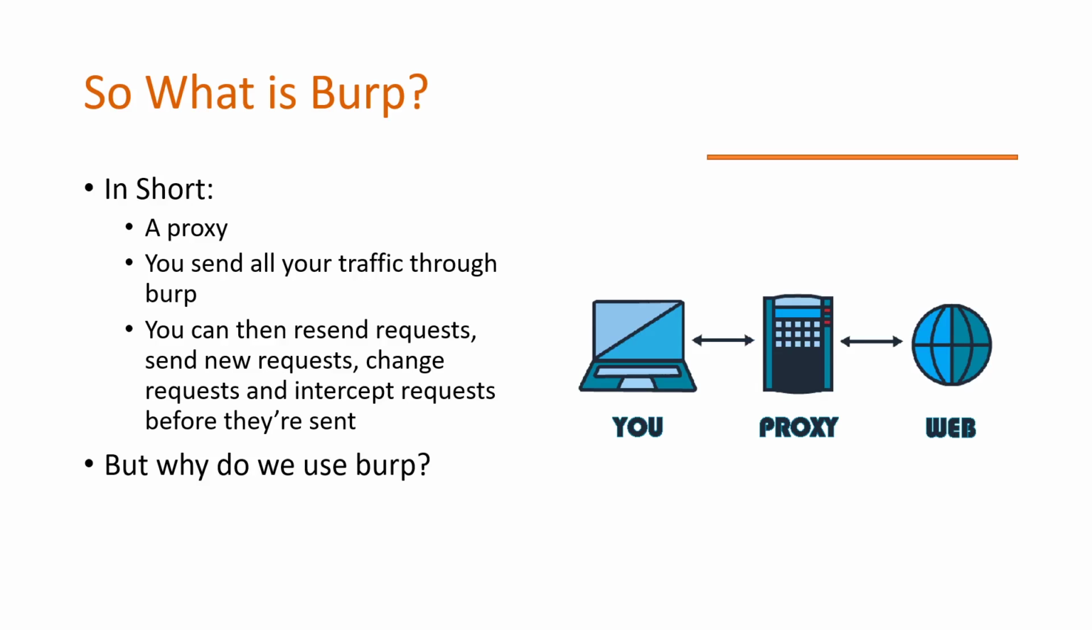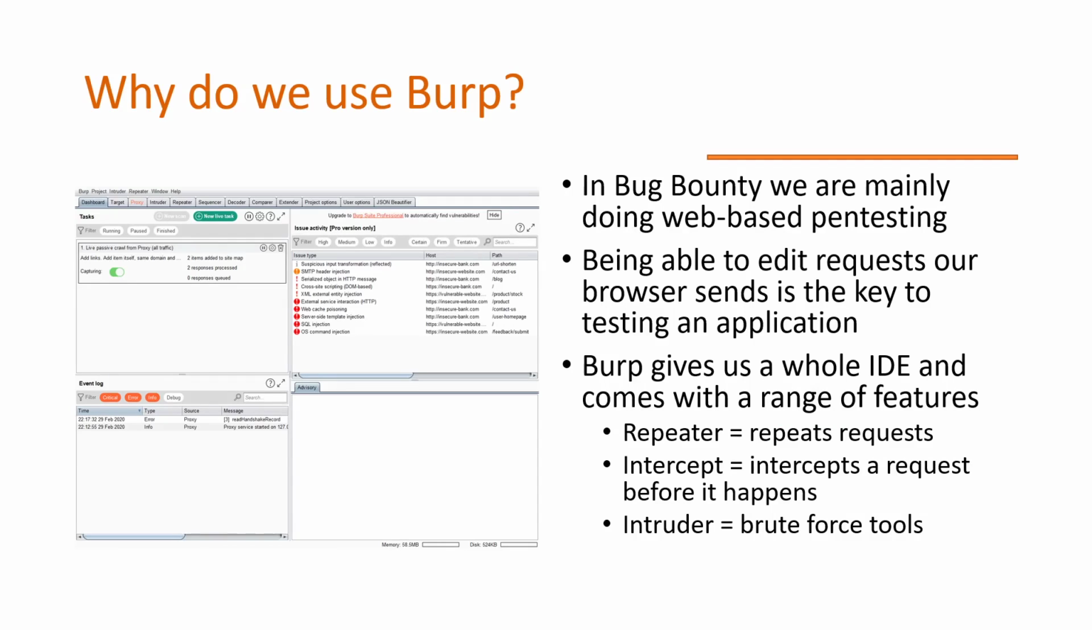So why do we actually use Burp? So in bug bounty, we mainly do web-based pen testing, and that's because a regular pen tester can go to a company and do network pen testing because they're there, they can connect to the Wi-Fi. But we really sit on the outside, and one of the only services that's visible from the outside is the web. And sometimes, we have hardware hacking, we have all these other different types of hacking. But primarily, we do web-based pen testing.